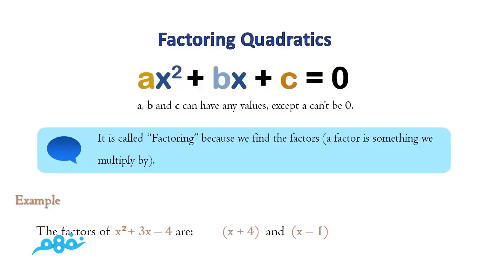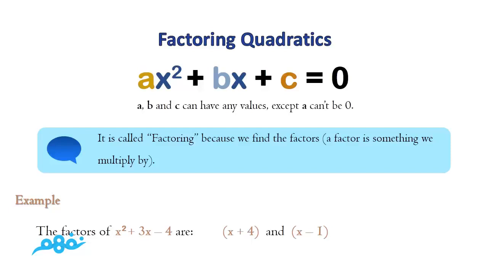So what about functions? In functions, there is a bracket multiplied by a bracket equals this function. So those brackets are called the factors. And factoring is a method of finding these factors. Here, for example, the factors of the function x^2 + 3x - 4 are x + 4 and x - 1.